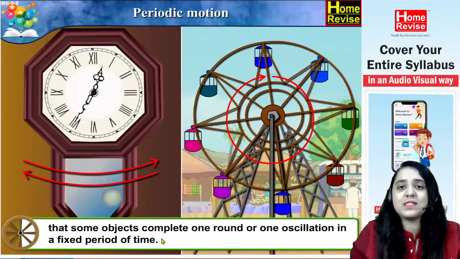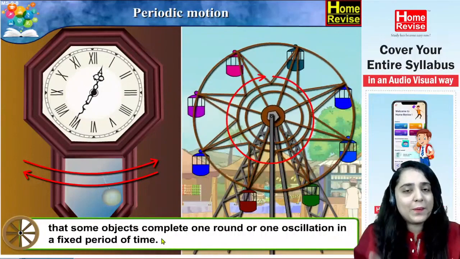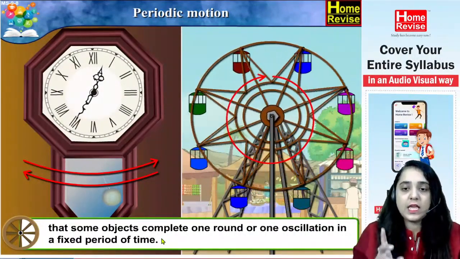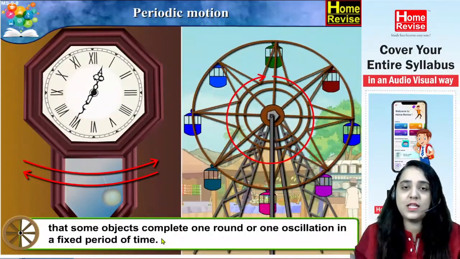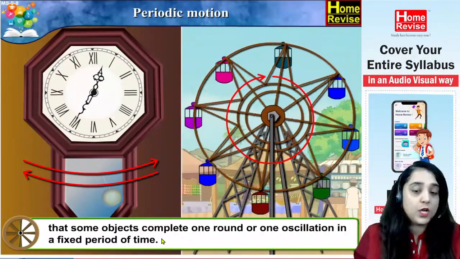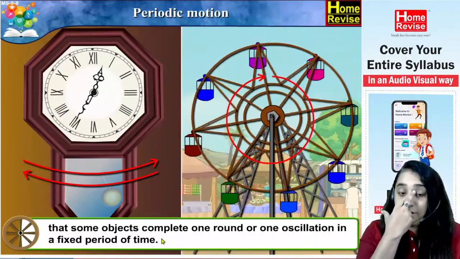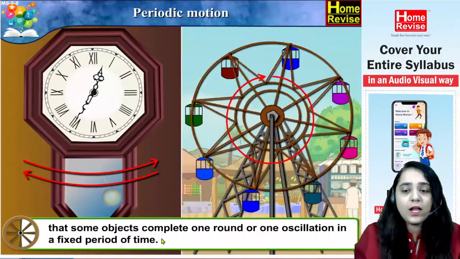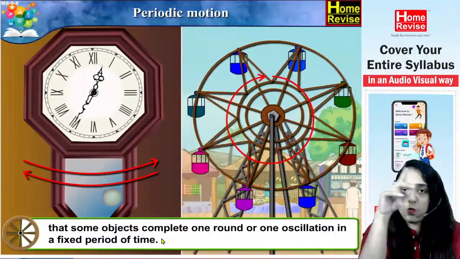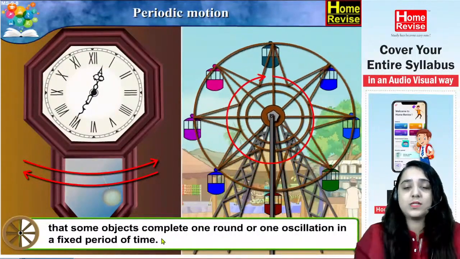For example, if I say 1 hour, then whenever you count for 1 hour, you need a fixed period. Or if I calculate the oscillation, to complete one oscillation you need a fixed time. So this kind of, if some object completes one round, like from here it goes and comes back to the same place, call it one round or one oscillation.